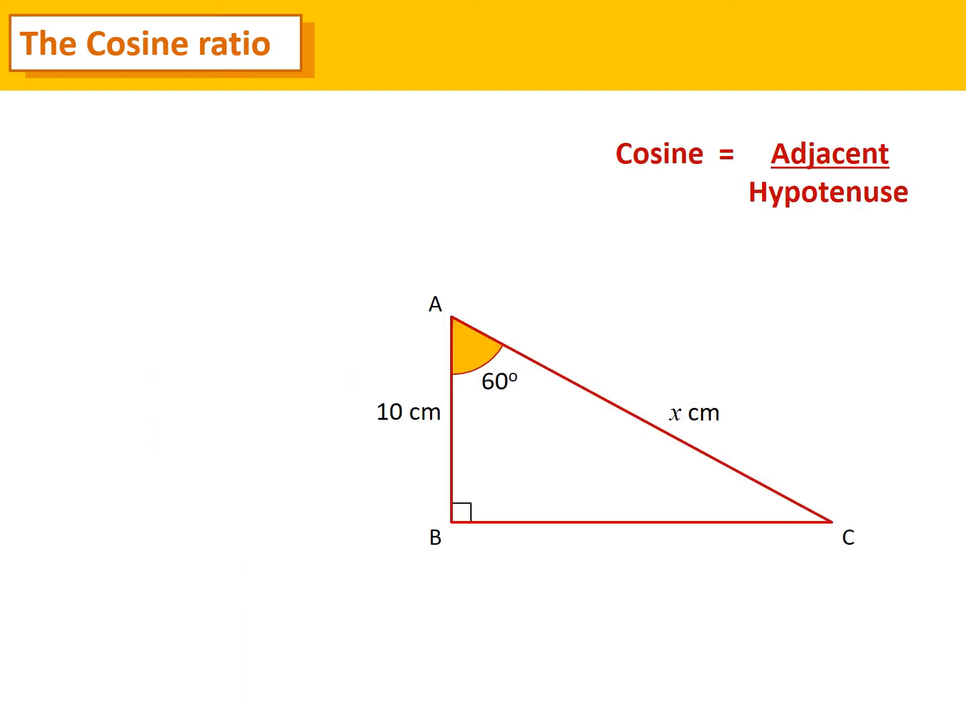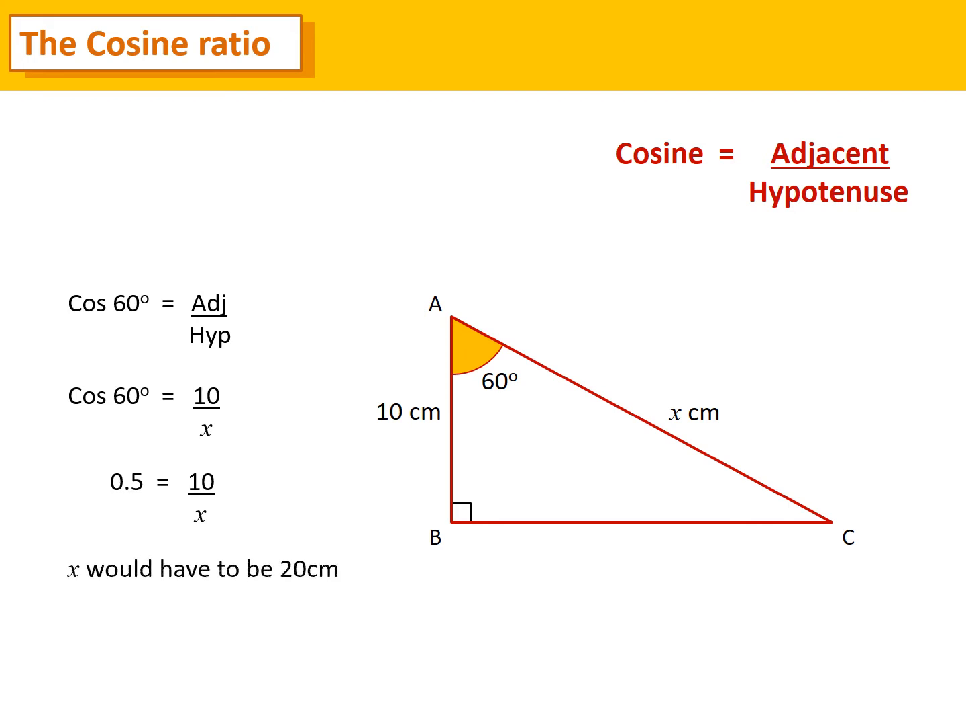Now, in this example, we have cosine 60 degrees is adjacent divided by the hypotenuse, which is 10 divided by x. If you press cosine 60 on your calculators, it will tell you that cosine 60 is 0.5. Therefore, 0.5 equals 10 divided by x. That will then tell us that x must be 20, because 10 divided by 20 is 0.5.